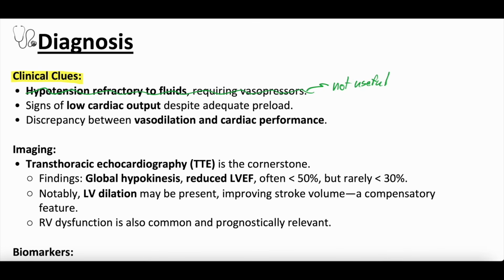Signs of low cardiac output is helpful, okay? So if you have adequate preload, which means the heart is getting enough filling from the blood volume, so the patient is appropriately resuscitated with fluids, and despite this, they still have low cardiac output. This is a fairly good indicator that there could be sepsis-induced cardiomyopathy. Okay, and then discrepancy between vasodilation and cardiac performance. It seems like the heart is not functioning as it should compared to the degree of vasodilation going on. That can also imply sepsis-induced cardiomyopathy.